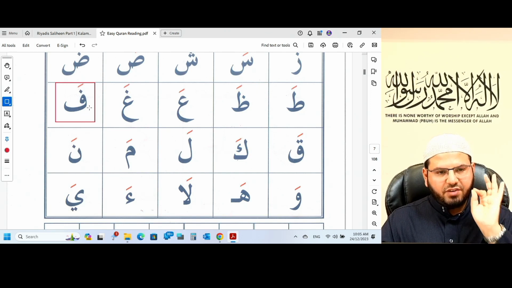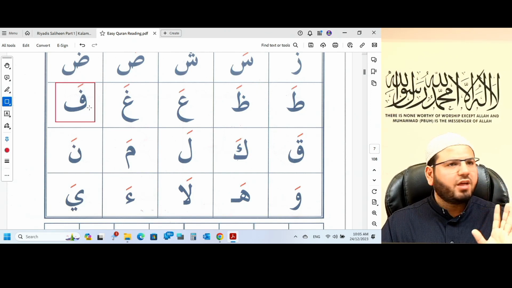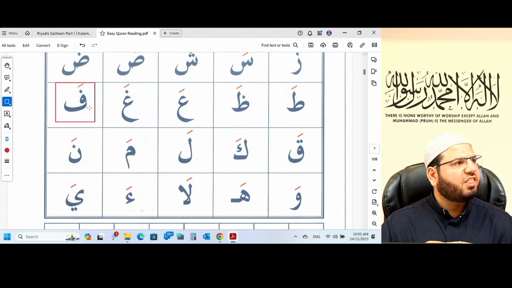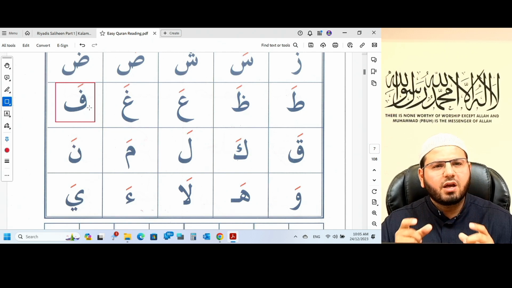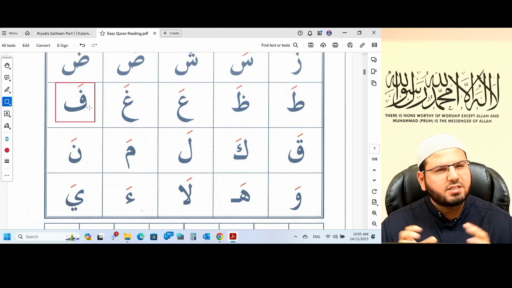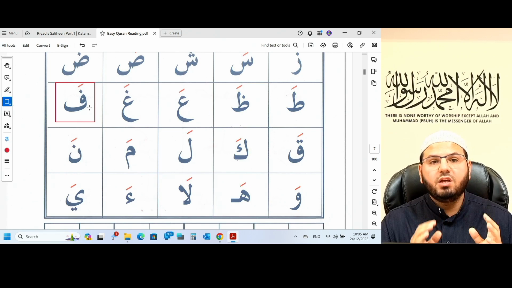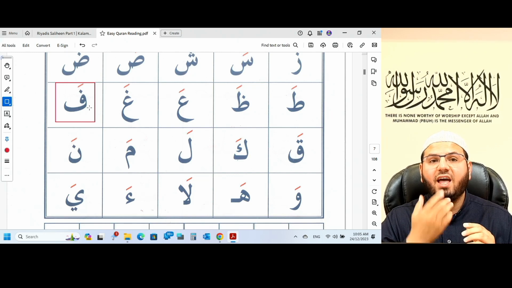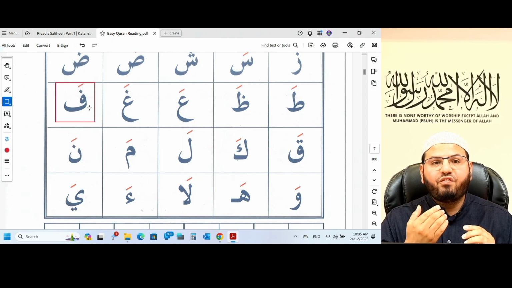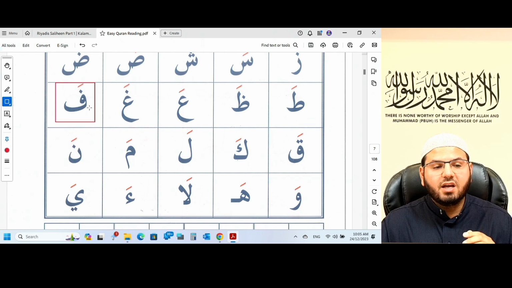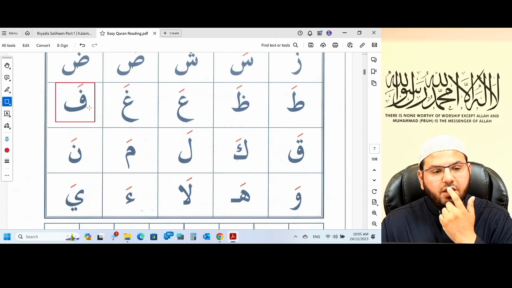This sound is very important. Some people just listen and say tha, tha, tha. They look the same. No, they are not the same. We should differentiate between tha and fa. For tha, your tongue is outside. For fa, your tongue will be inside, and you are using your lip with your teeth.